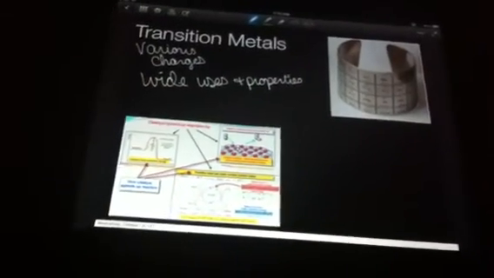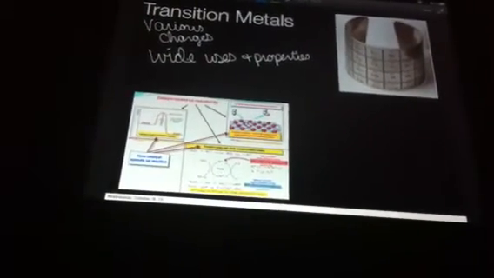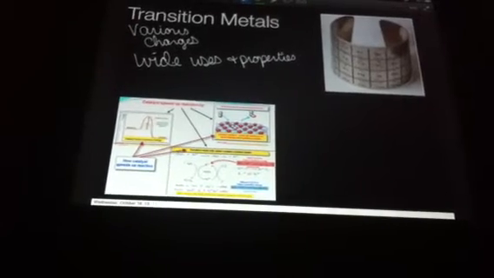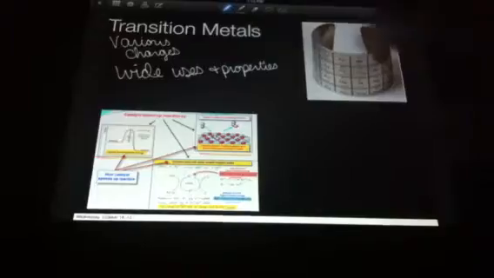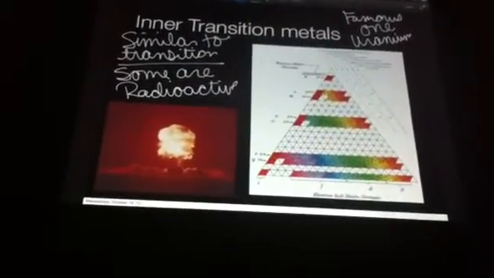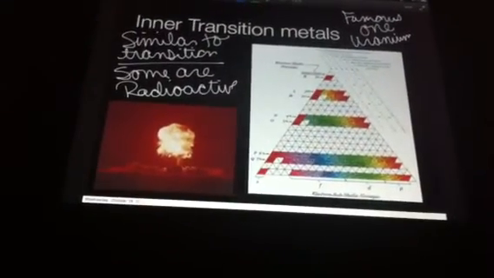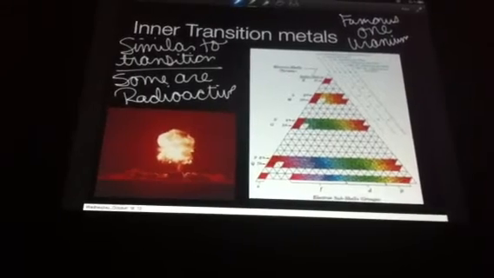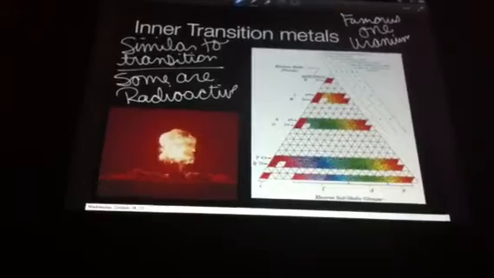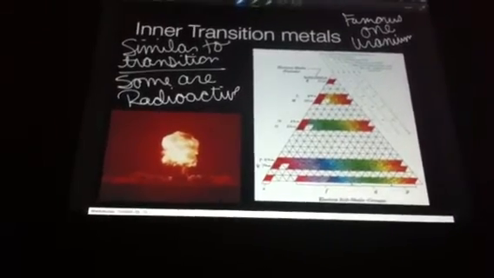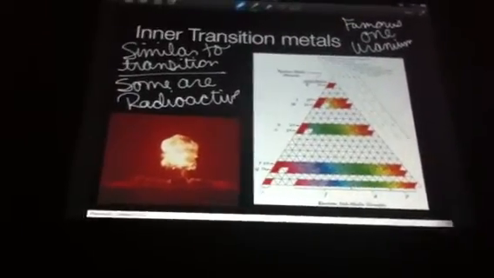And transition metals, at this point, what we're going to say is they have various charges. It's a curious family. They have wide uses and properties. We're going to see a few patterns emerge, but there's a few differences too. Inner transition metals are similar to transition metals. Some are radioactive. We know some famous ones like uranium and the atomic bomb. They're slightly different from the transition metals, but have similar types of properties.